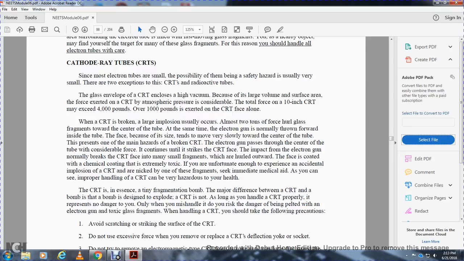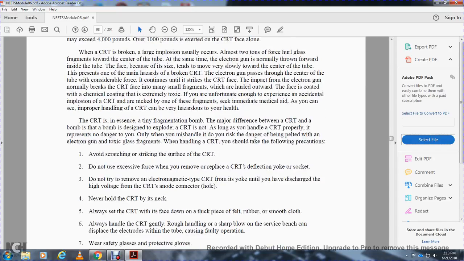The face is covered with a chemical coating that is extremely toxic, unfortunate enough to experience an accidental explosion. If you are hit by even one of these fragments, seek immediate medical attention. As you can see, improper handling of the cathode tube is very hazardous to your health.